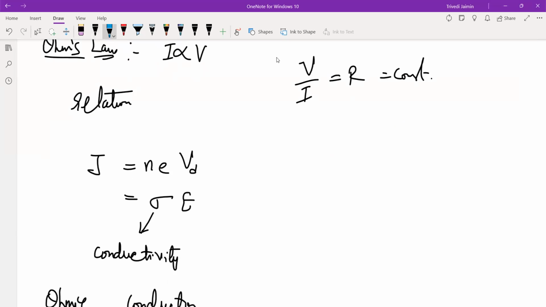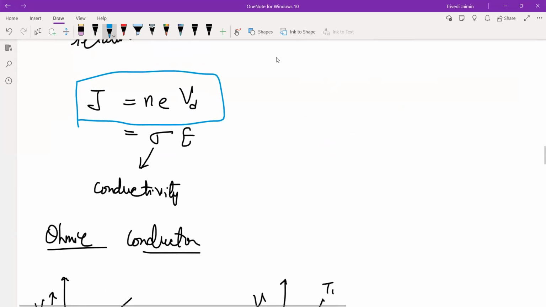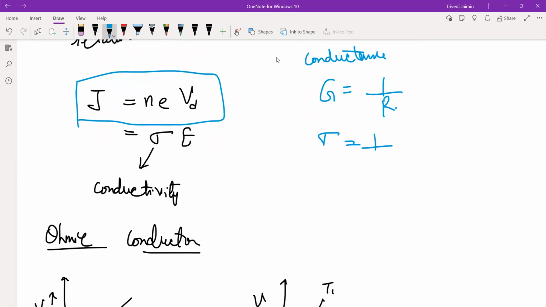Ohm's law we saw, that is V is proportional to I. Relation in them, that is J equals sigma E. Sigma is conductivity. This all relation you know, right? G is conductance, 1 by R. R is resistance. Sigma is 1 by rho. And rho we wrote above.